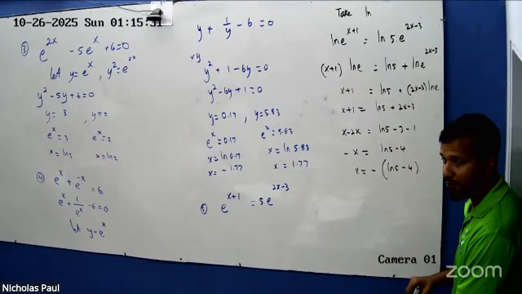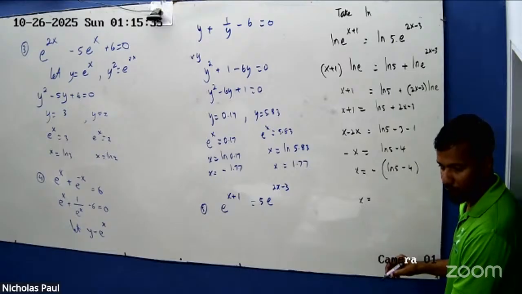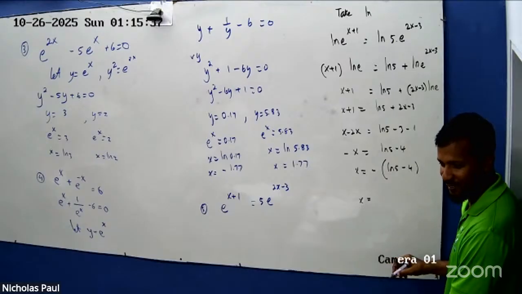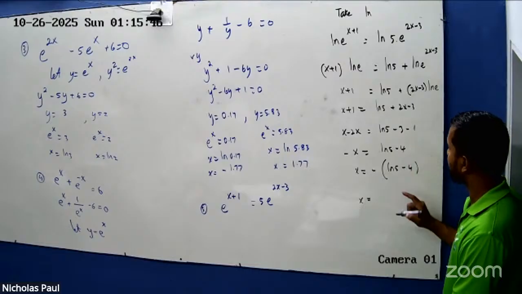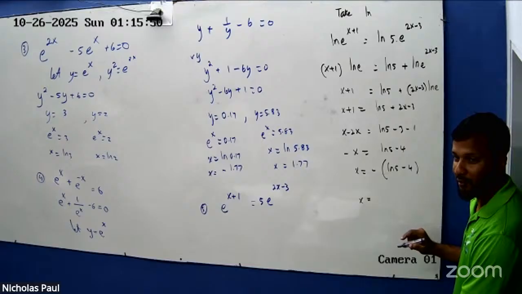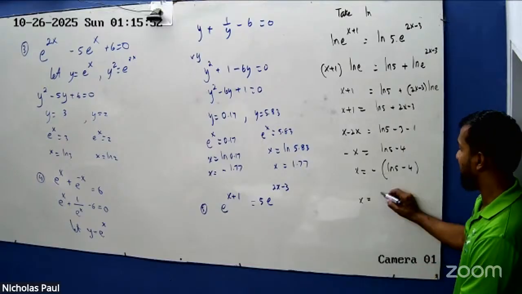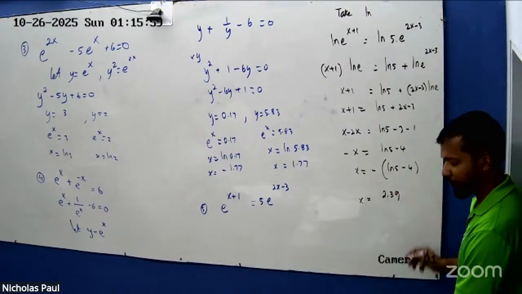How much is that? Tell me now. Okay, how much? And you apply the minus, right? Yeah, 2.39.